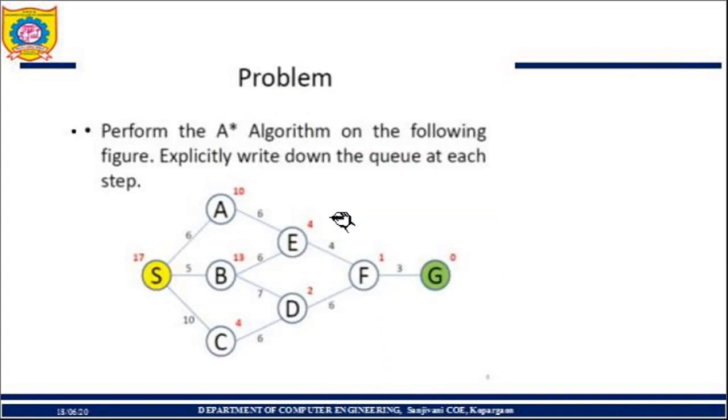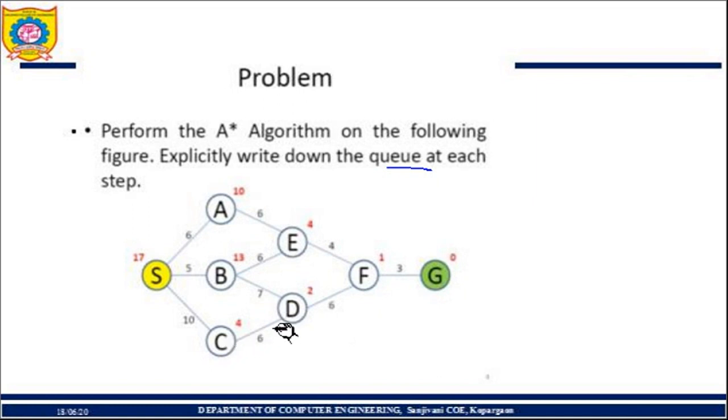Here we have one more problem. Again for A star, we have to perform A star on this figure and you have to write explicitly the Q. I'll tell you in further value what the Q is. So this is the problem. Again, this is your start state, this is your goal state. Start state has 17 as its heuristic. Goal node has 0 as the heuristic. All the nodes' heuristics are there in red.